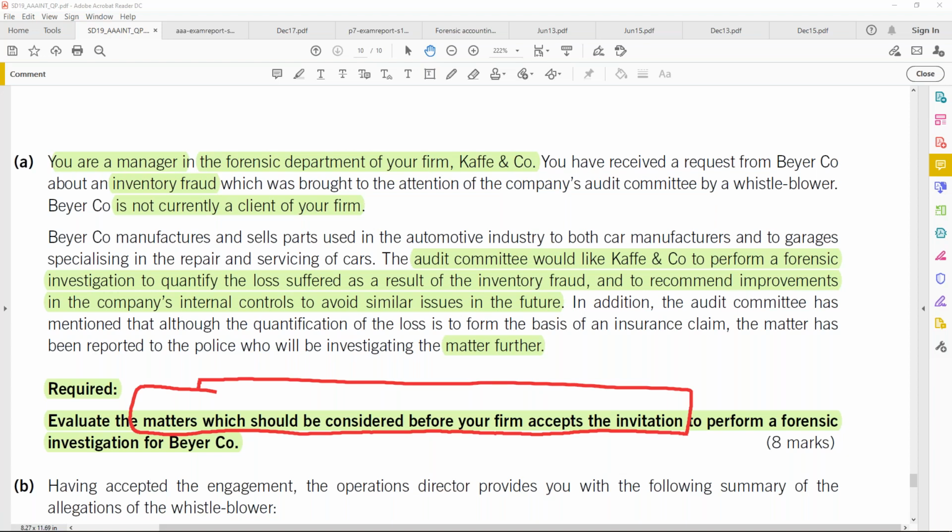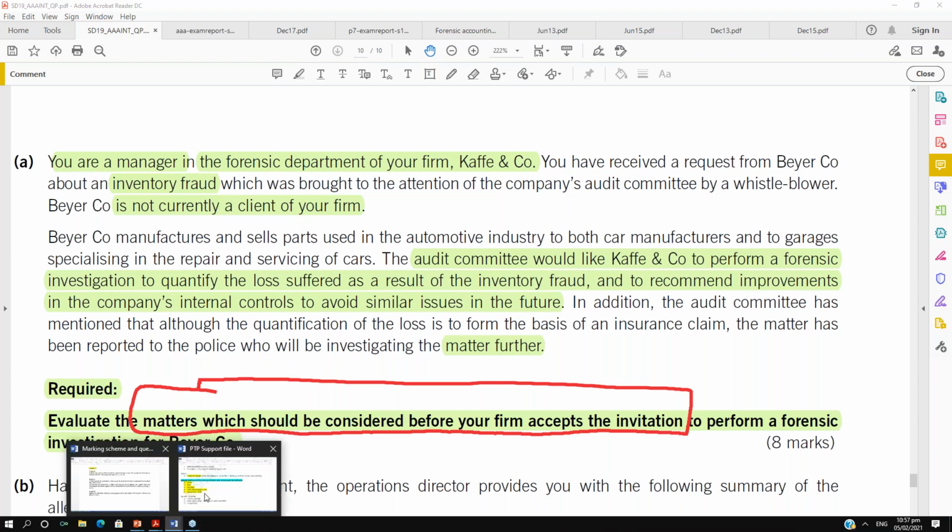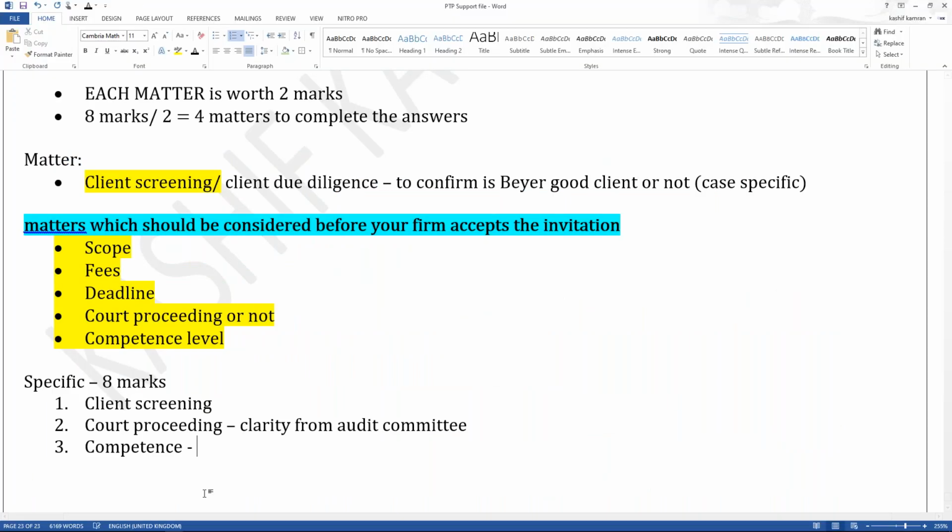Can I make it case linked, right? So I can connect the point of competence with Cafe having a forensic department. So do we have competence? Yes, we have. So we can connect that with the case study: as a firm, we have competence because we have a separate forensic accounting department.